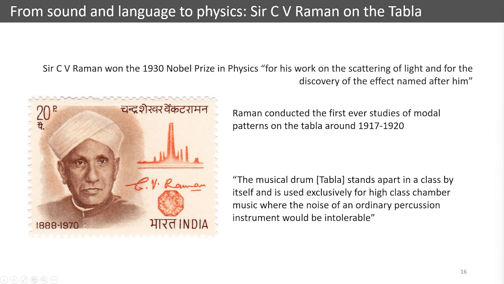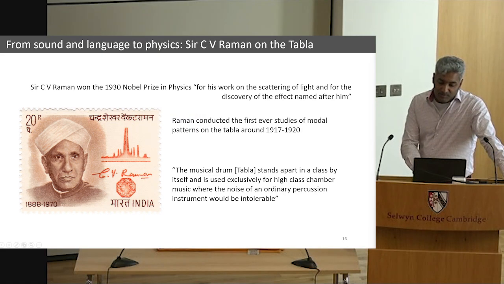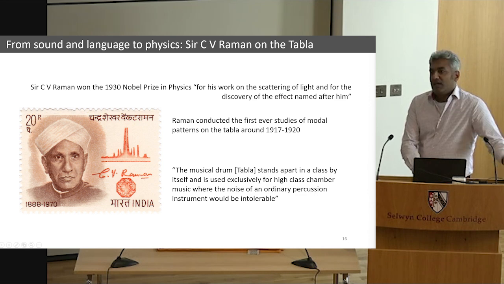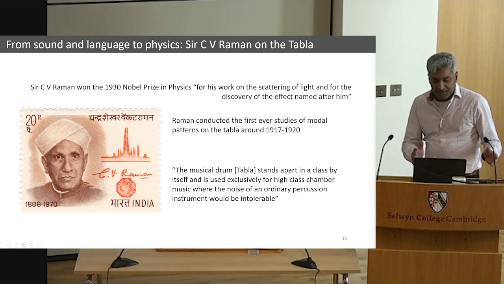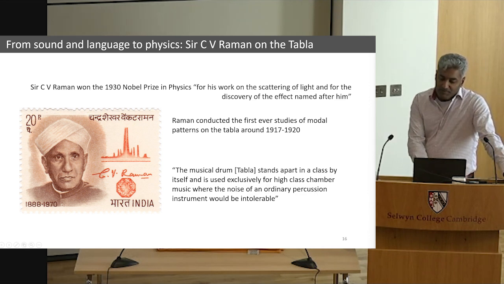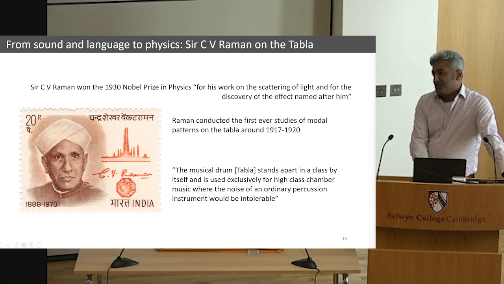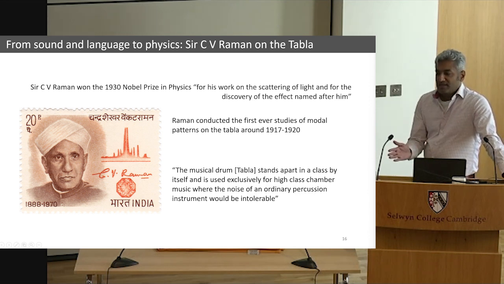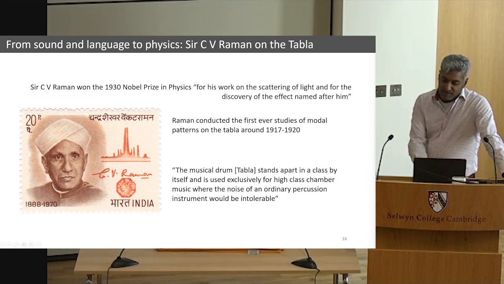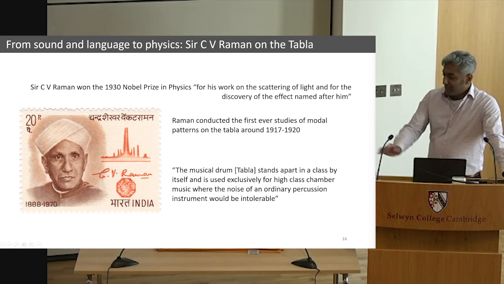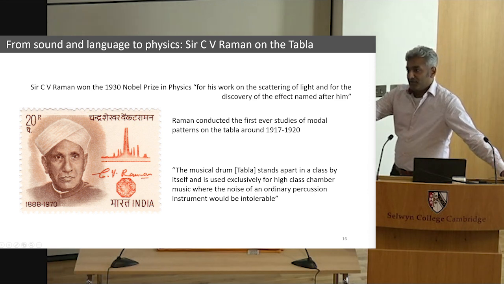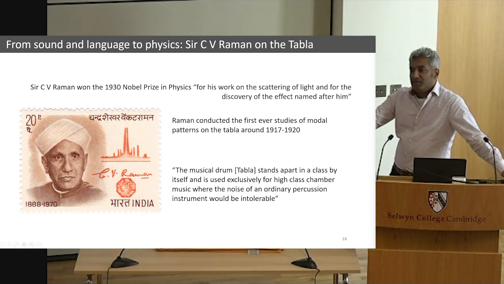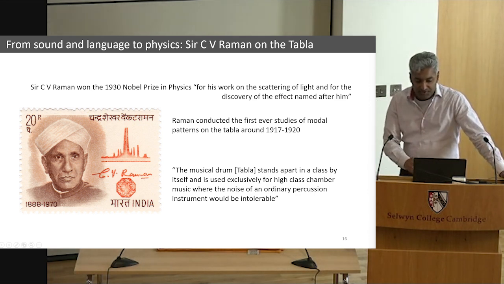So he's known for the Raman effect, the standard effect in textbooks, and in most physics laboratories, measurements are done on the Raman effect. Raman won the Nobel Prize for his work between 1920 and 1930, and he won the prize in 1930. What people don't know is that he conducted lots of studies on musical instruments between 1910 and 1920. Now, between 1917 and 1920, he was actually looking at the modal patterns of the tabla. He was trying to understand what makes the tabla a harmonic drum, unlike most other drums here.